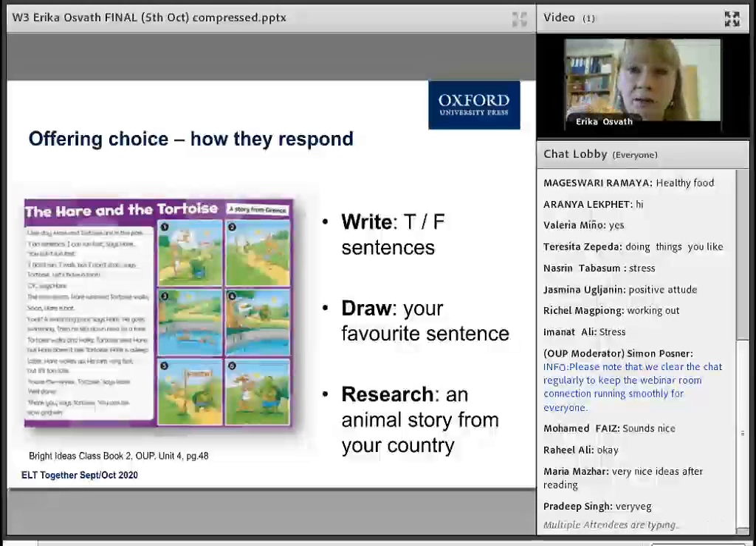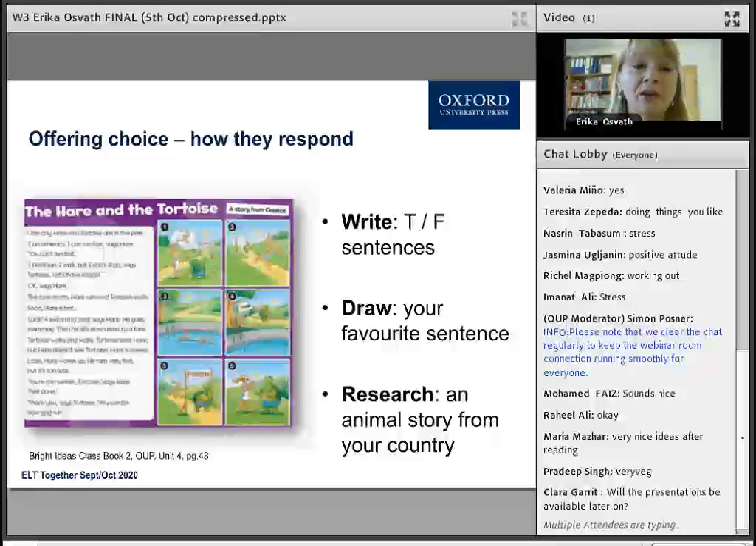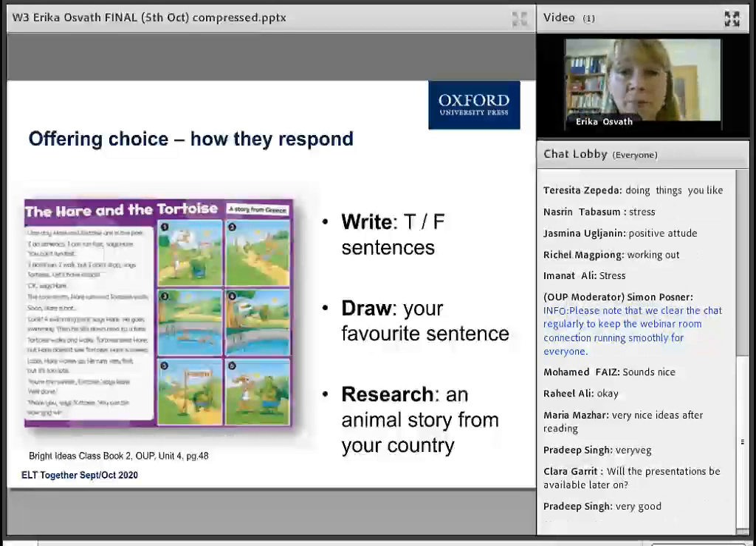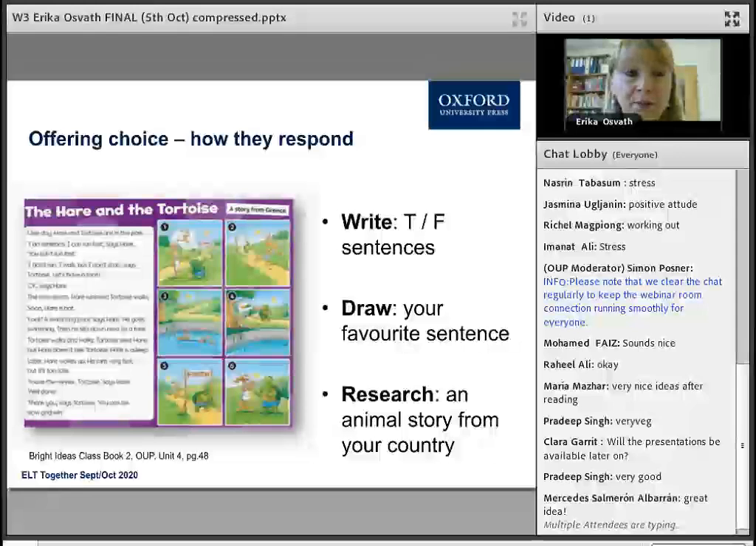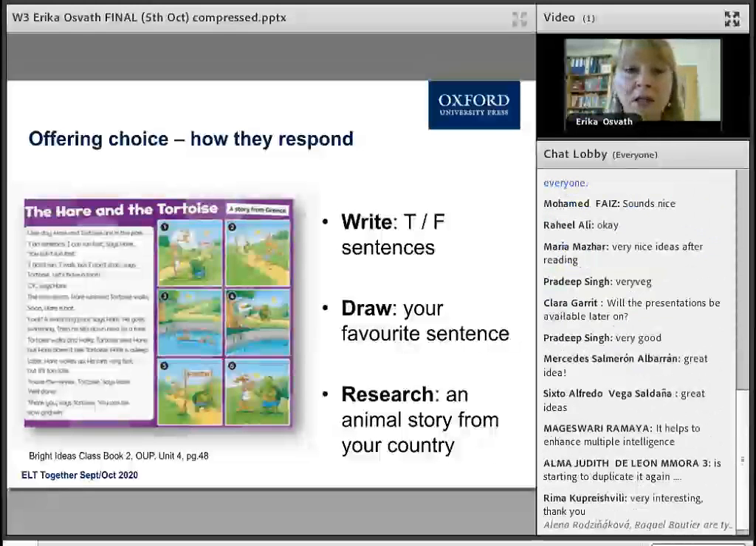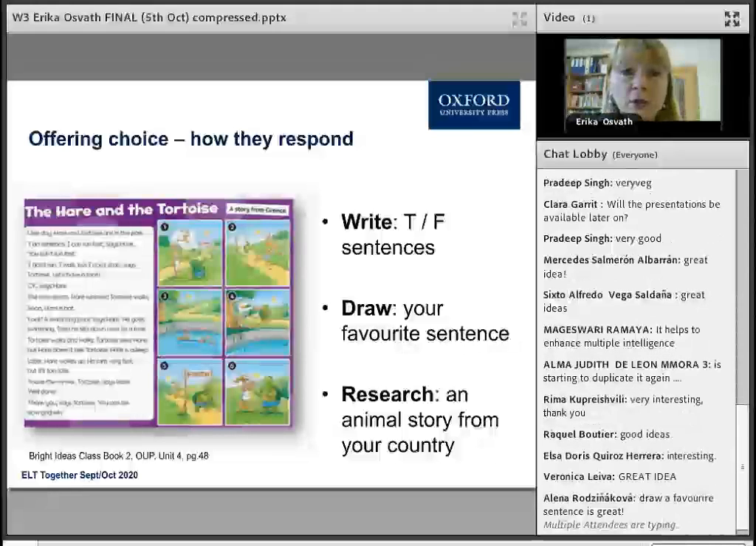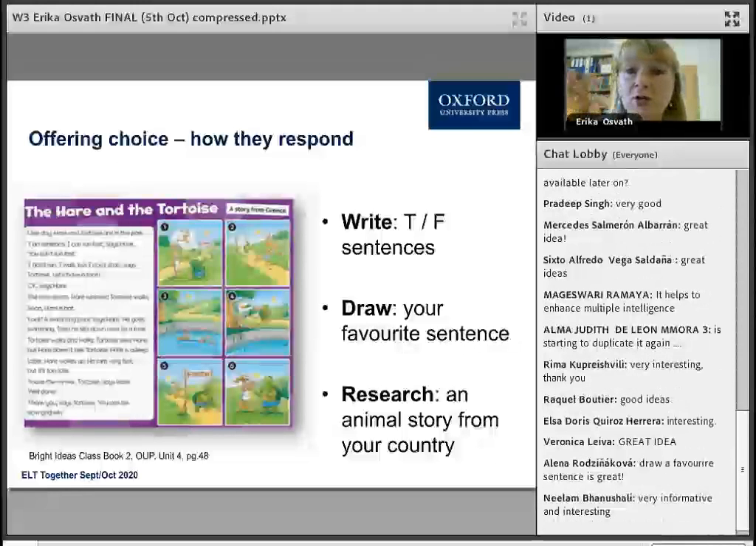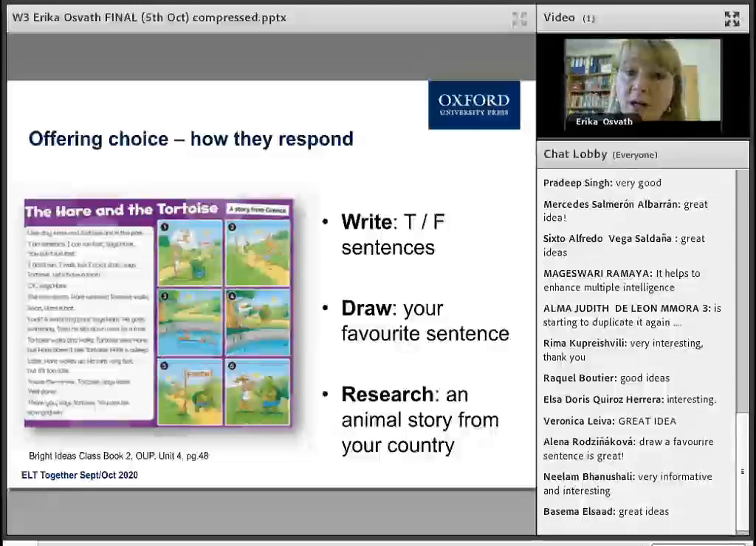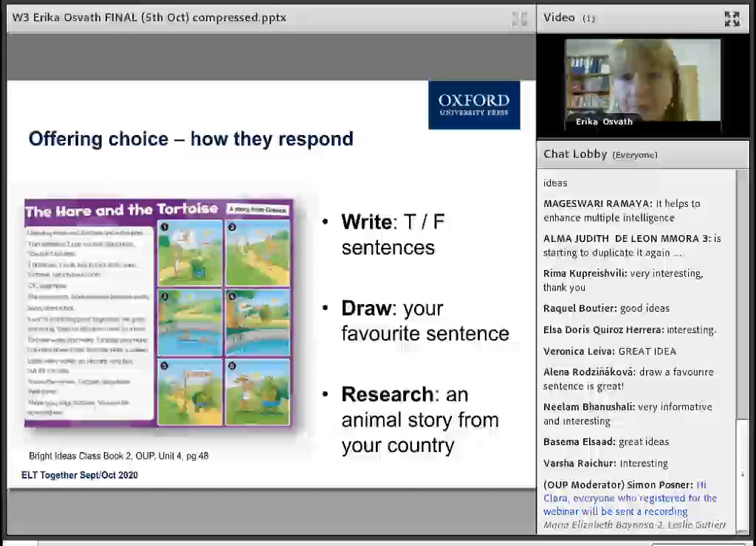Would they like to look at the true false sentences and answer those true false sentences? Would they like to read the text and then maybe underline their favorite sentence and maybe illustrate it, or draw an illustration for this sentence? Or another group maybe can do some research after they've read the text and find or think of a similar animal story from their country. So they decide which one they would like to do, and then you put them together.